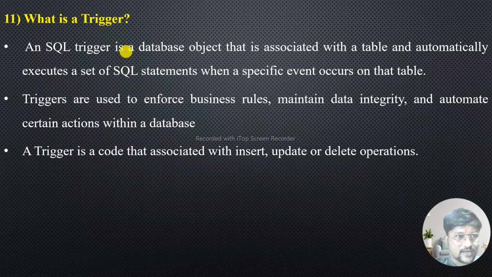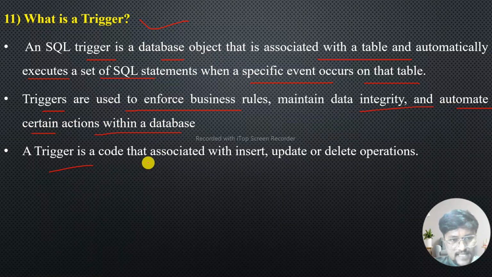Next question we have, what is a trigger? An SQL trigger is a database object that is associated with the table and automatically executes a set of SQL statements when a specific event occurs on the table. Triggers are used to enforce business rules, maintain data integrity, and automate certain actions within a database. A trigger is code that is associated with insert, update, delete operations.